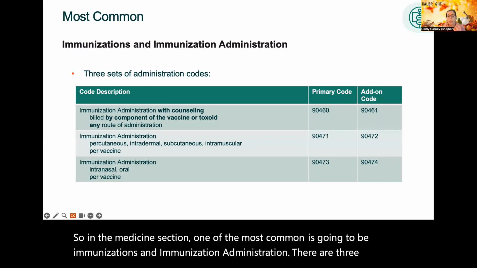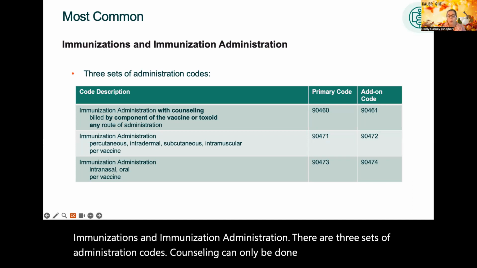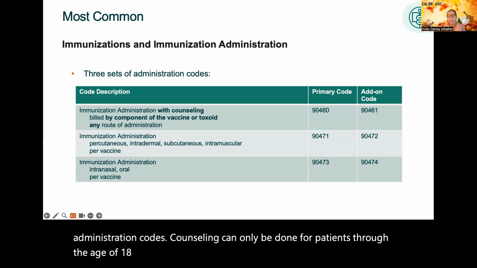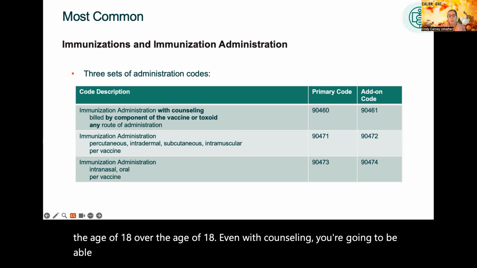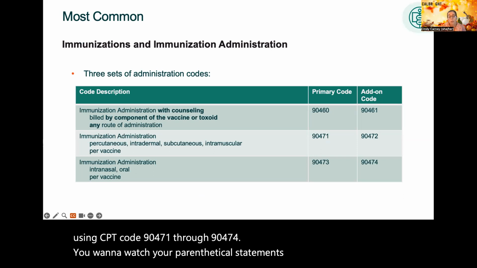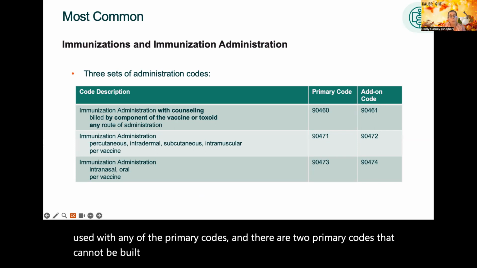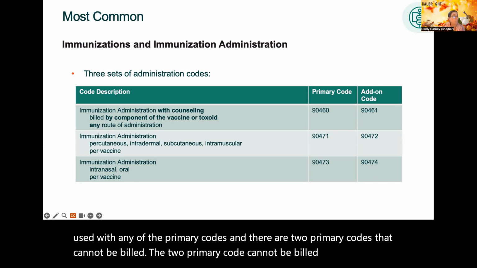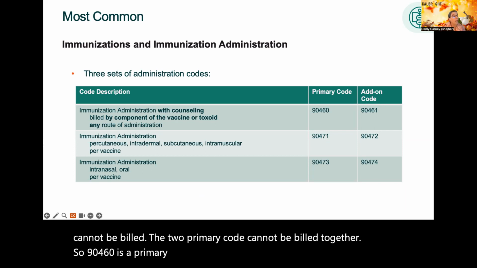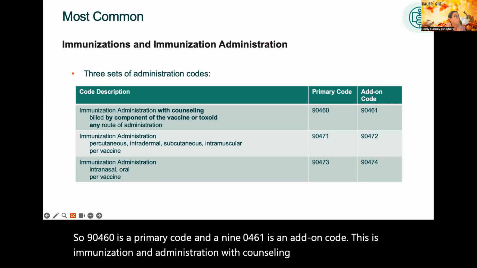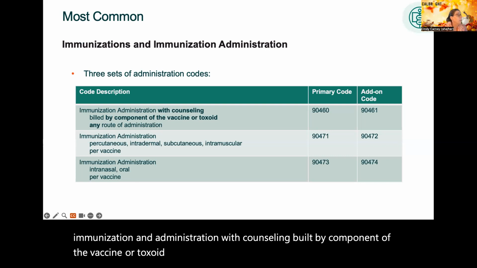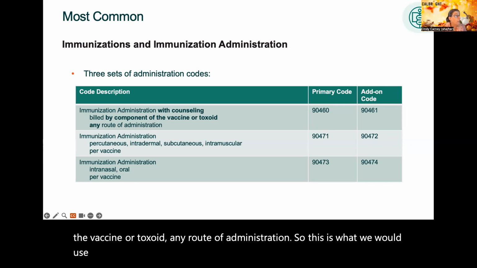There are 3 sets of administration codes. Counseling can only be done for patients through the age of 18. Over the age of 18, even with counseling, you're going to be using CPT code 90471 through 90474. You want to watch your parenthetical statements. Add-on codes can be used with any of the primary codes, and there are 2 primary codes that cannot be billed together. So 90460 is a primary code, and a 90461 is an add-on code. This is immunization and administration with counseling, billed by component of the vaccine or toxoid, any route of administration. So this is what we would use for adults over the age of 18.